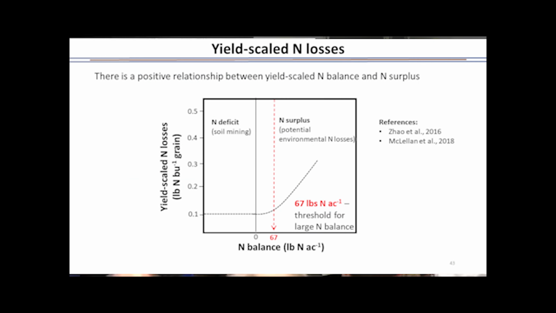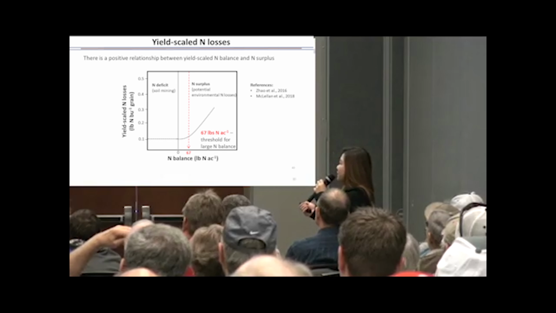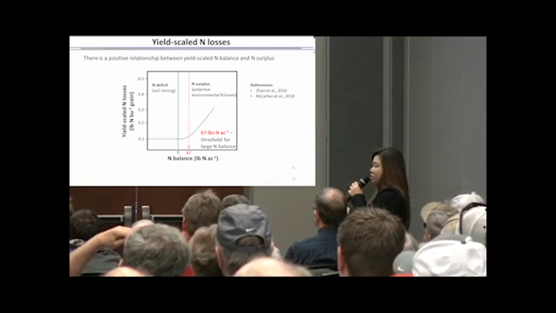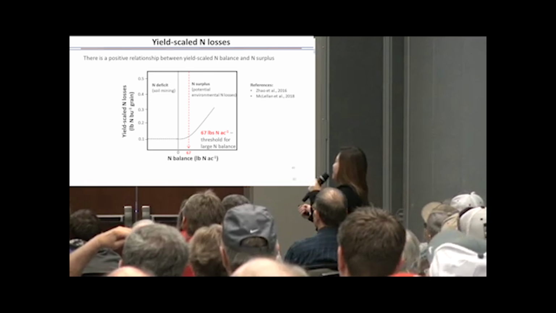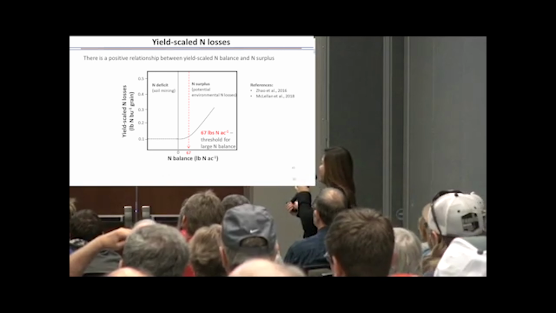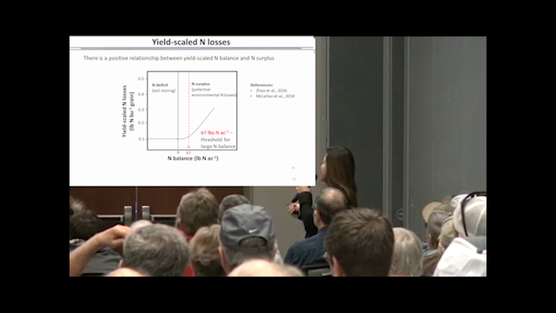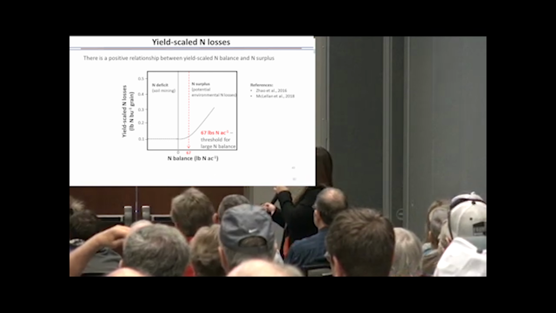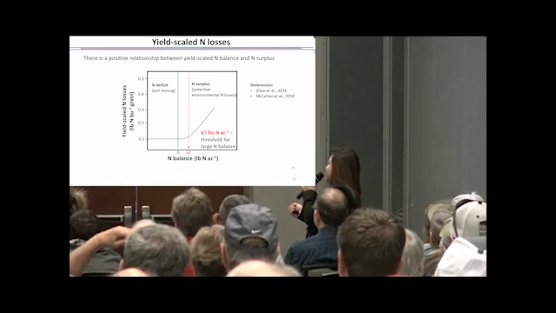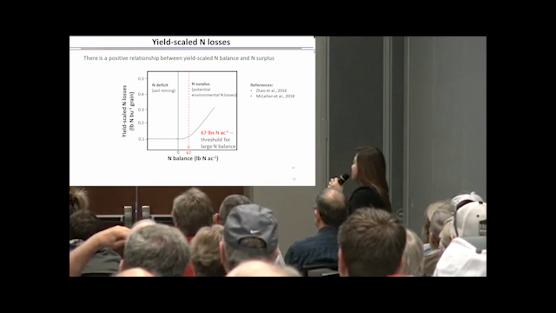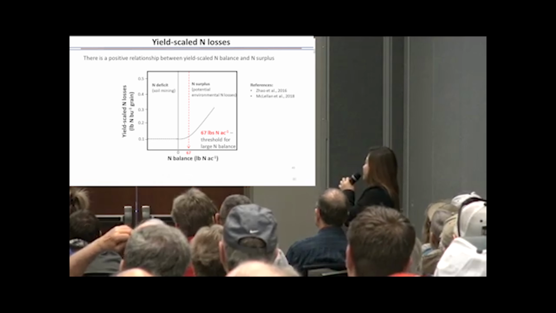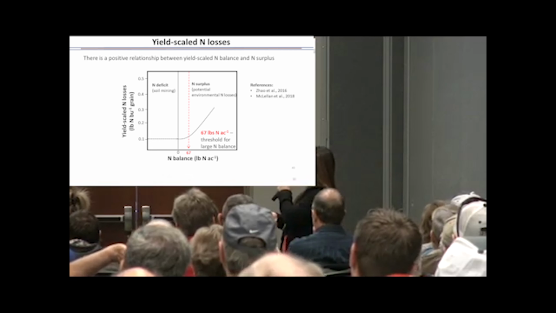And now let's talk about the nitrogen losses scaled by yield. So this yield-scaled nitrogen losses is basically just the ratio between the nitrogen losses and the actual yield. So I plotted the yield-scaled nitrogen losses on the y-axis and the nitrogen balance on the x-axis. And again, those producers that have less than zero nitrogen balance will experience nitrogen deficit or soil mining, while those above zero nitrogen balance are producers that will exhibit nitrogen surplus or the potential environmental losses.